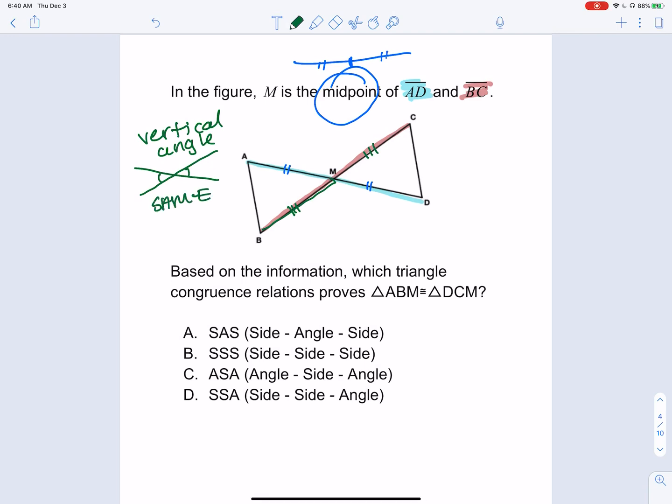So that means this angle is the same as this angle. So knowing that we have a side, an angle, and a side that are the same, what rule would I use? Very good. We would use side, angle, side.